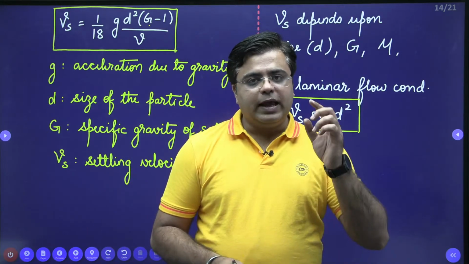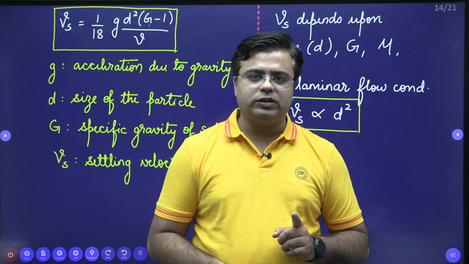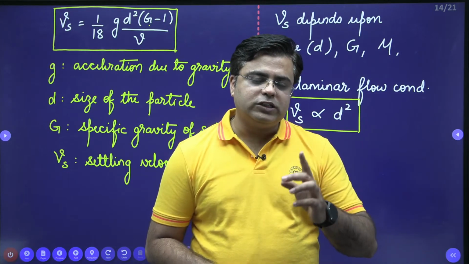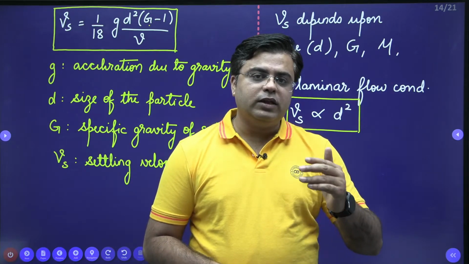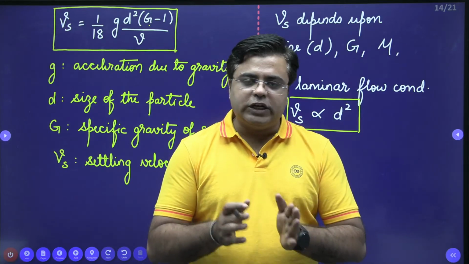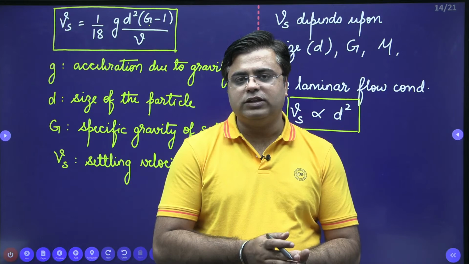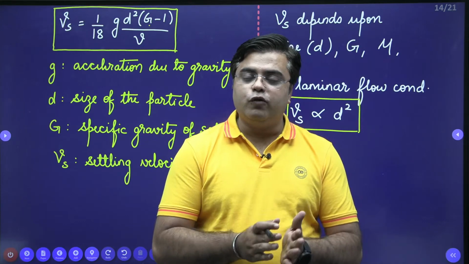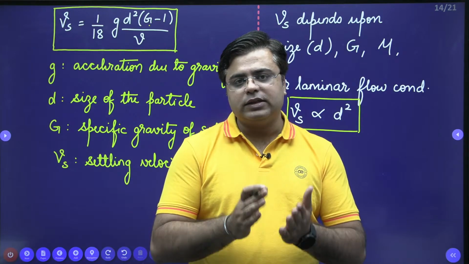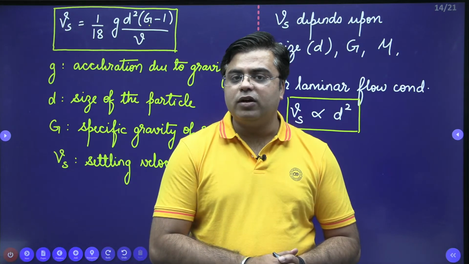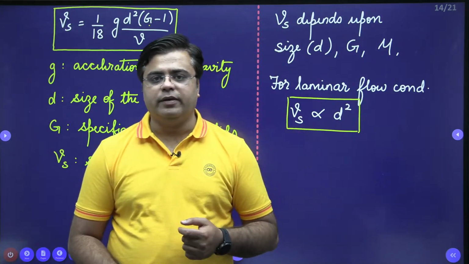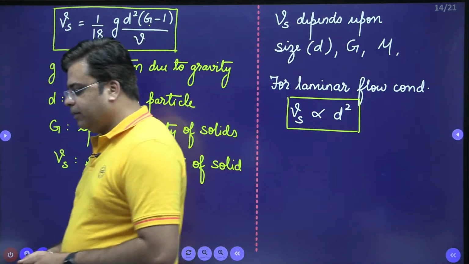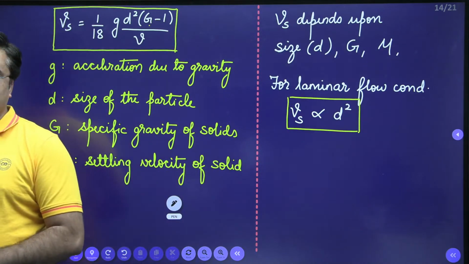So every solid has one settling velocity, and this settling velocity depends on the size of the solid, the specific gravity of the solid, and the viscosity of the fluid. If you change the fluid, again settling velocity will change. If you change the size of the particle, again settling velocity will change. If you change the specific gravity, again the settling velocity will change. So settling velocity is one of the characteristic properties of the solid. It depends on the 2-3 factors that we have just now listed, right? So this is one of the very important derivations regarding settling velocity.